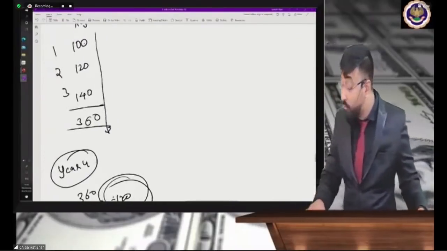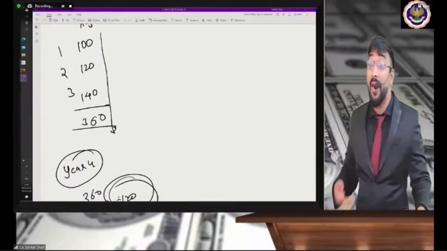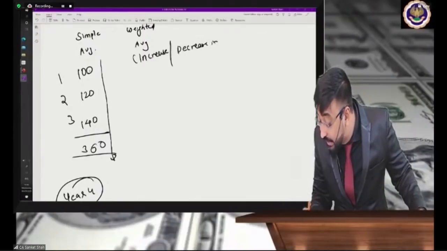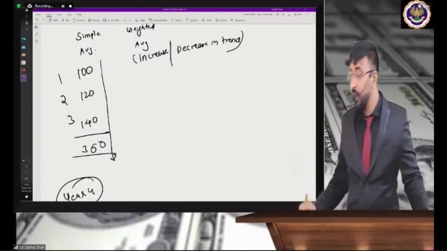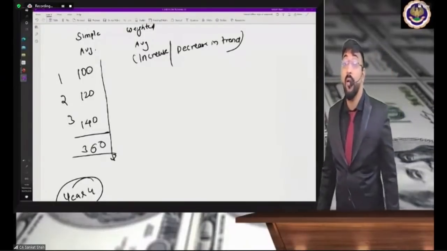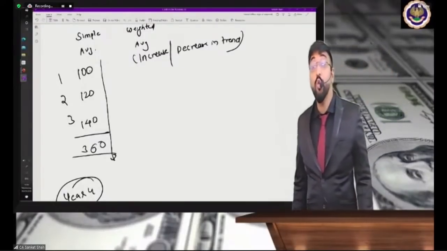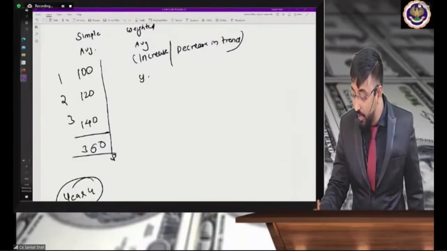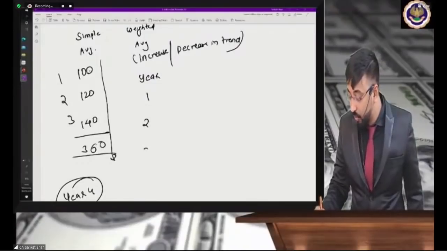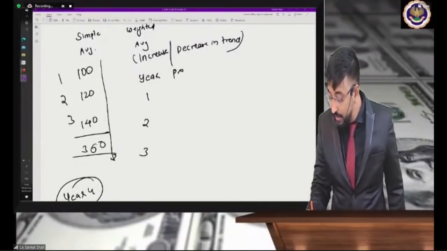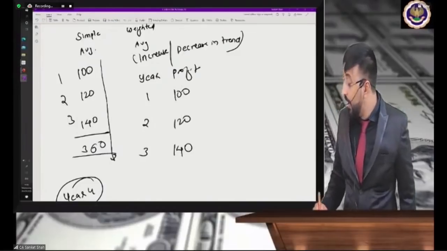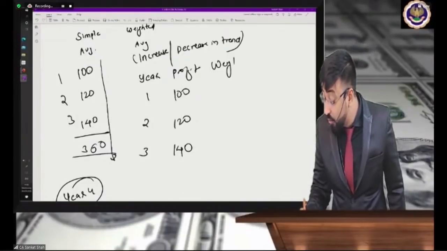So there is one method which is called weighted average. When to use this method? When there is an increase or decrease in trend. When there is an increase or decrease in trend, we use the weighted average profit method. So in the weighted average method, we consider years 1, 2, 3. We will consider profits 100, 120, 140 and weights. Here we will give weights.